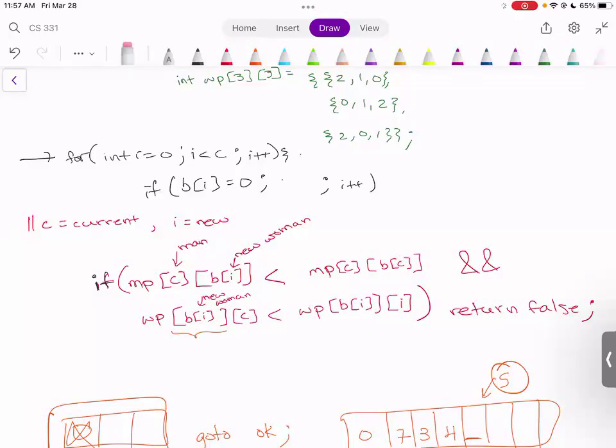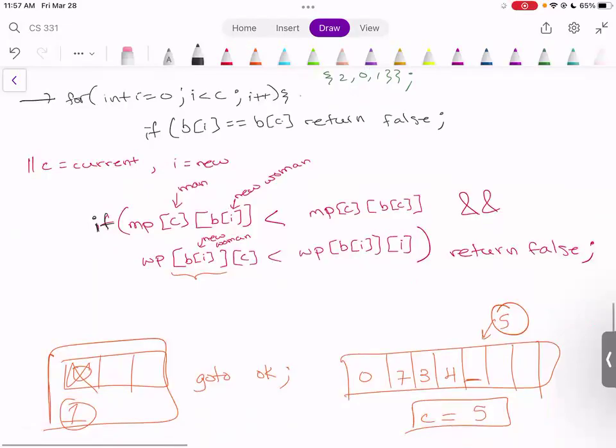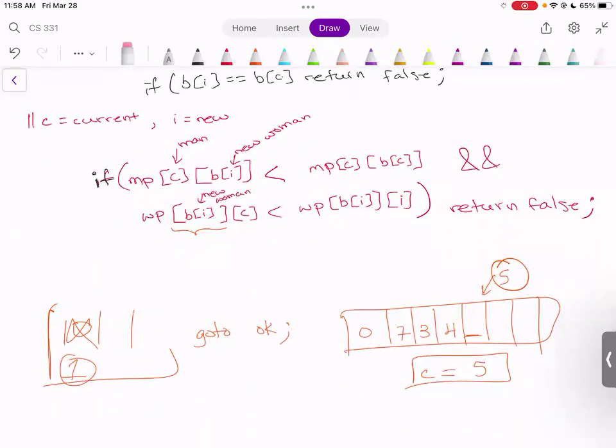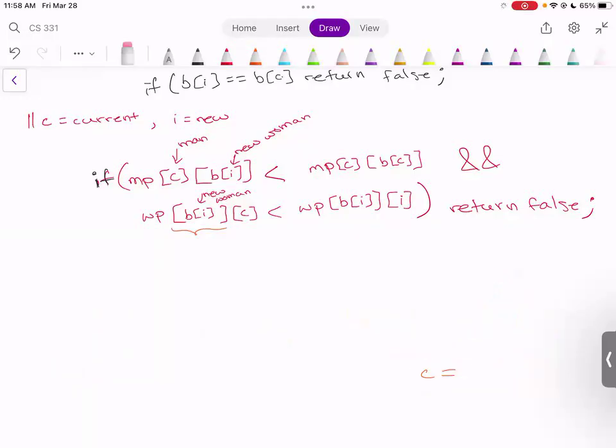Shoot, sorry. Give me one second. B sub I equals B sub C, return false. Good. It's going to go for all of these. So this one for loop is still going on for 3 if statements, which we can do. We've always done that. And then what's the third if statement? We're about to work on it. Okay, but I just want to make sure everybody understands this second if statement before I move on to the third one.